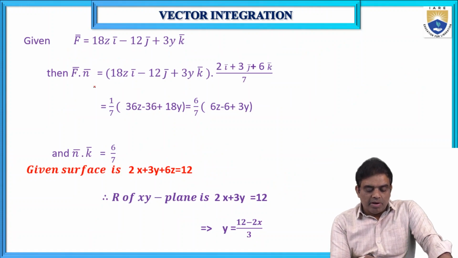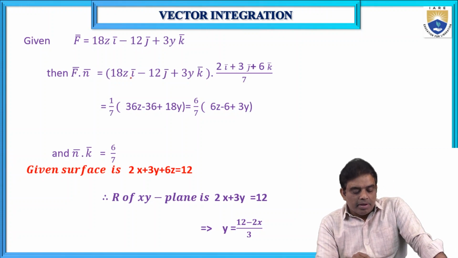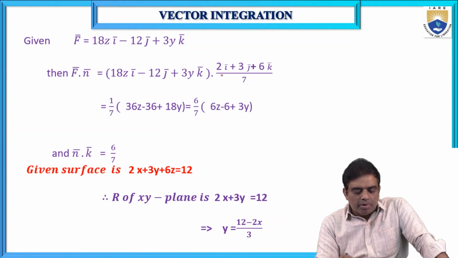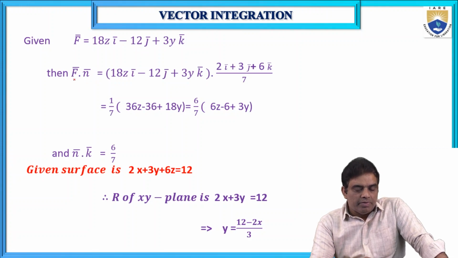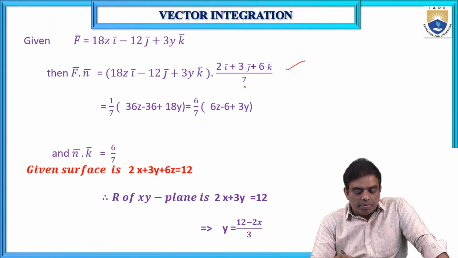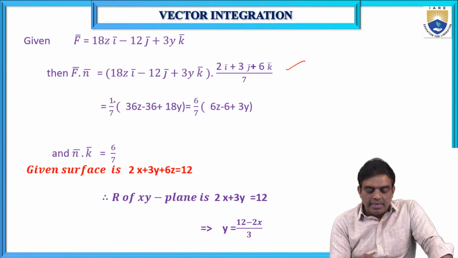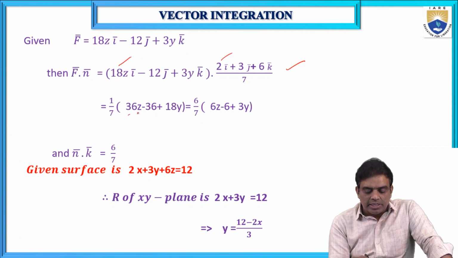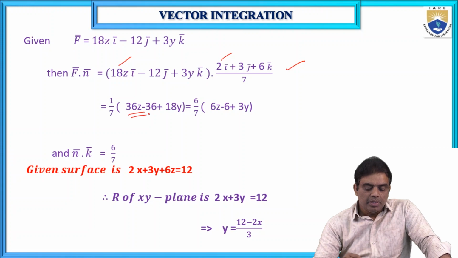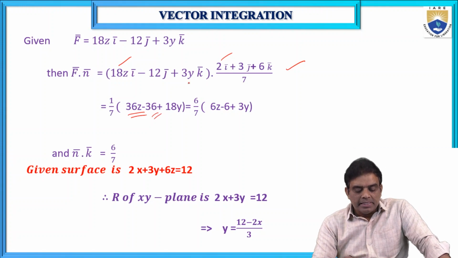So f bar dot n cap is also calculated. F bar is 18z i bar minus 12j bar plus 3y k bar. F bar is the vector point function defined on the surface, and n bar is the unit outward normal vector. Then the dot product will be 18z into 2 by 7, that is 36z, the first term, minus 12 into 3, that is minus 36, plus 3y into 6, that is equal to 18y.